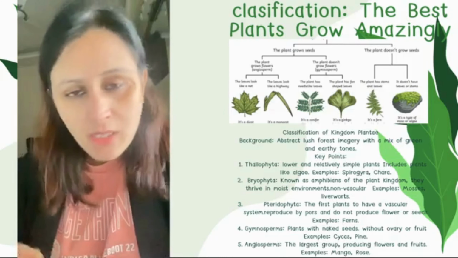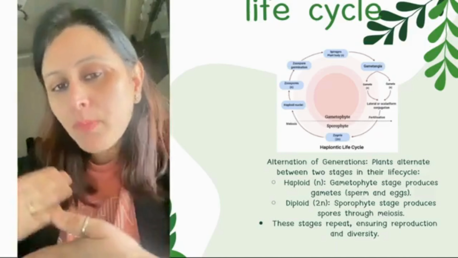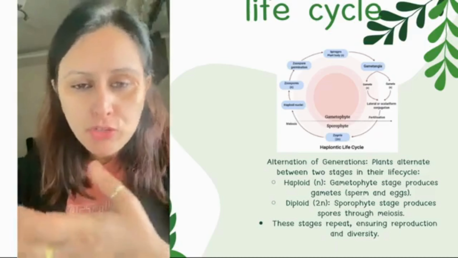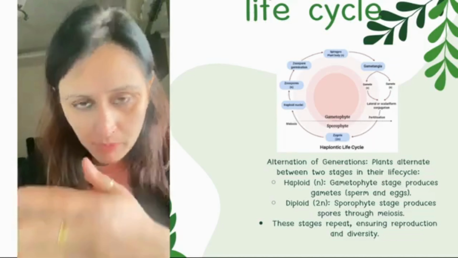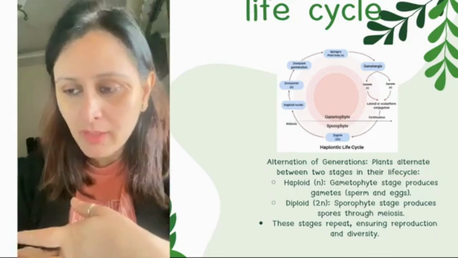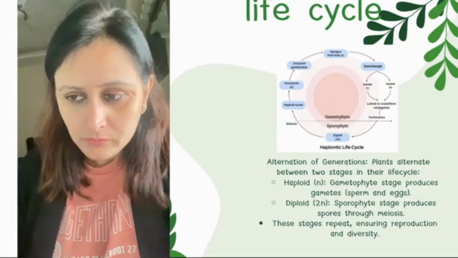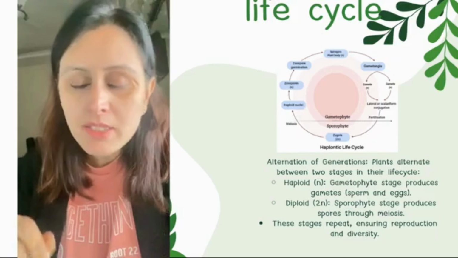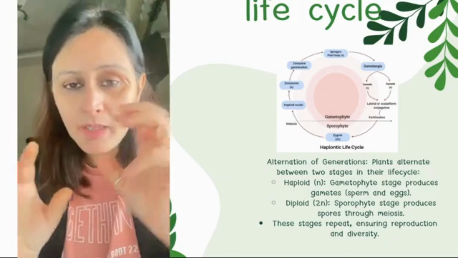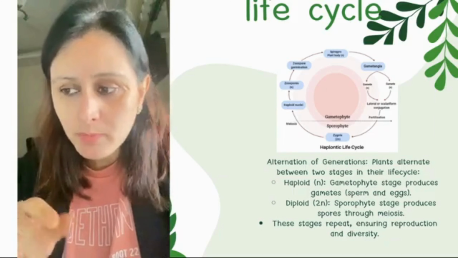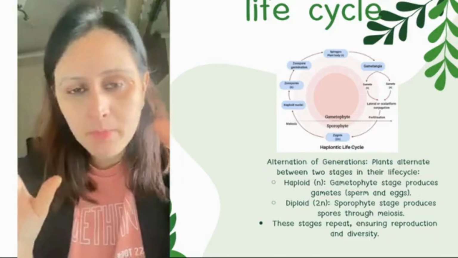life cycle. There are two stages which are seen in the life cycle of plants, which keep on going and eventually help in reproduction, multiplication and spreading the diversity, right? Haploid, which is always denoted by N, is the stage in which gametes are formed. So that means the gametes are present here, the sperm and the eggs separately. So these are the haploid gametes, right?